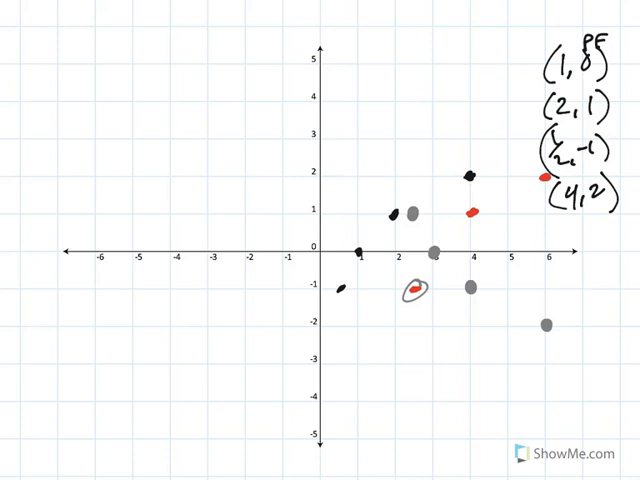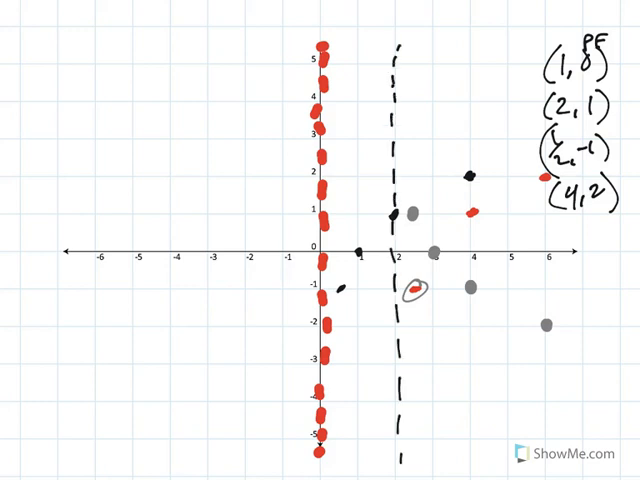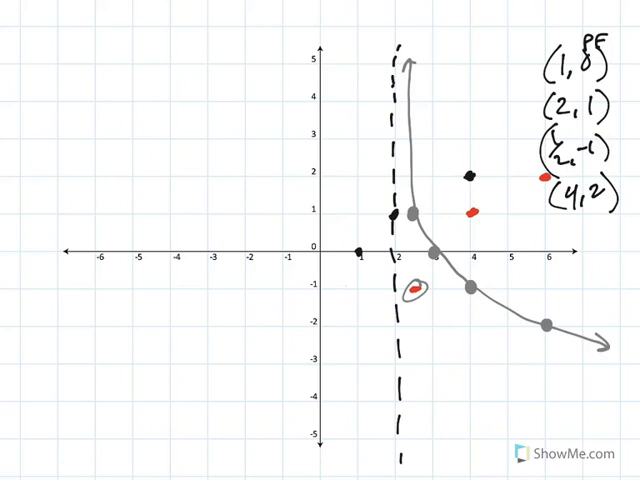And just to recall, in our parent function, we have a vertical asymptote at x equals 0. So if I move everything to the right, now my asymptote is here. So let me get rid of my red asymptote here. Okay, so I've moved my asymptote over as well. So now when I connect my dots, this is my graph.